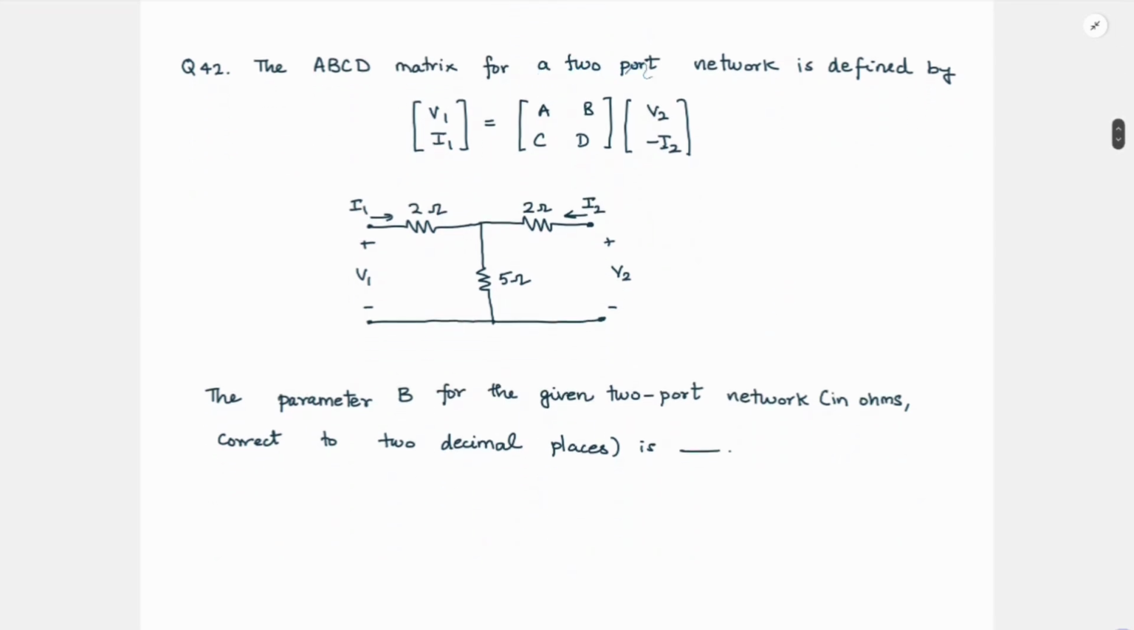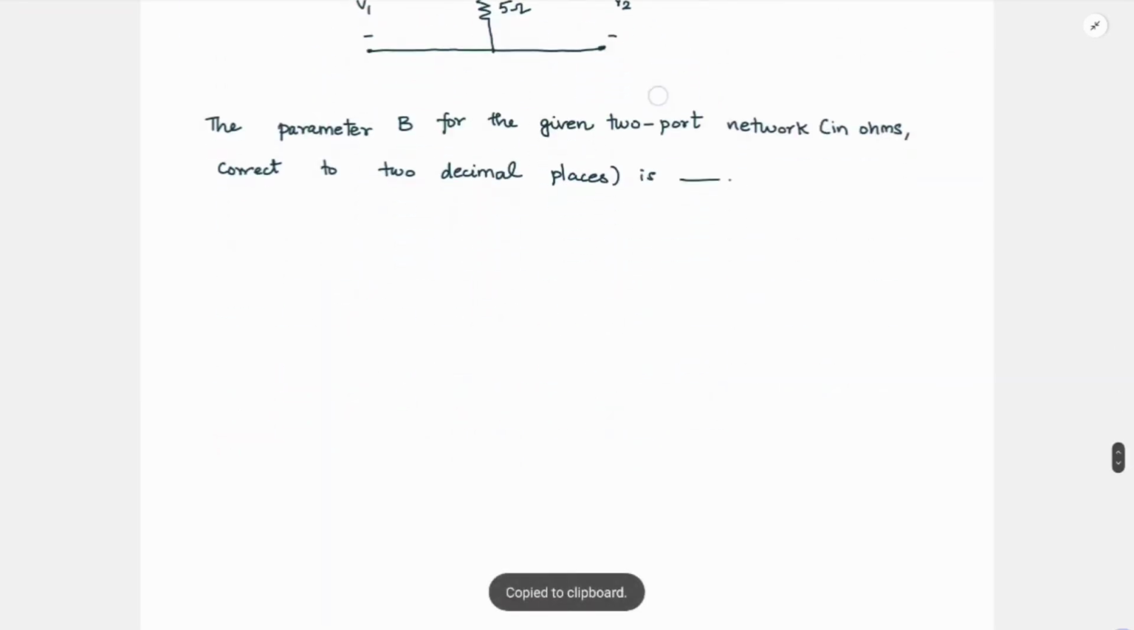So here we have another question on network theory from GATE EC 2018. The ABCD matrix for a two-port network is defined by V1, I1 and ABCD, V2, minus I2. They're asking us to find the parameter B for the given two-port network and round it off to two decimal places. Again, these kind of questions are straightforward and we just need to know how to derive the ABCD from a given two-port network.